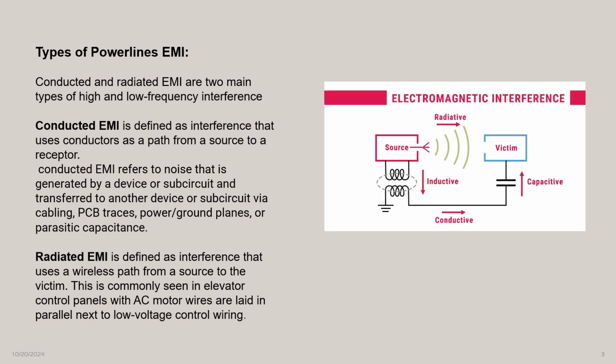Types of power line EMI. Conducted and radiated EMI are the two main types, covering high and low frequency interference. Conducted EMI is defined as interference that uses conductors as a path from source to a receptor. When we talk about conducted EMI, we are referring to noise that is generated by a device or subcircuit and transferred to another device or subcircuit via cabling, PCB traces, power or ground planes, or parasitic capacitance.